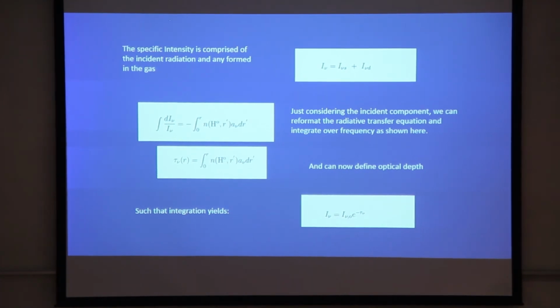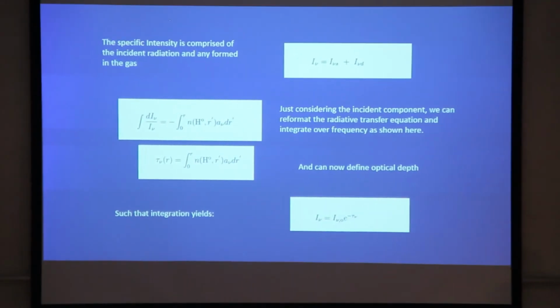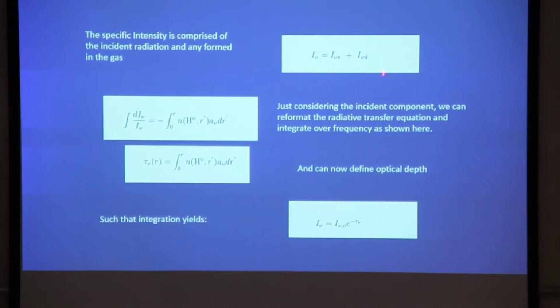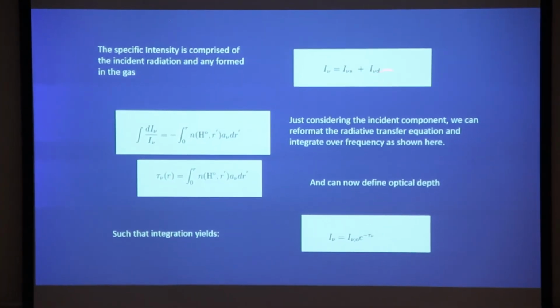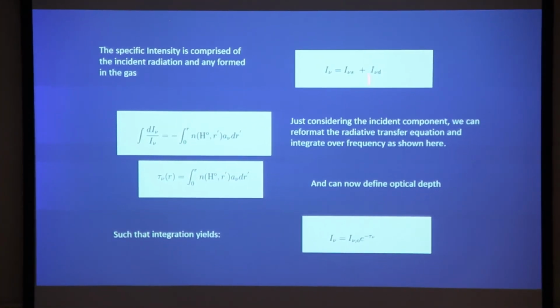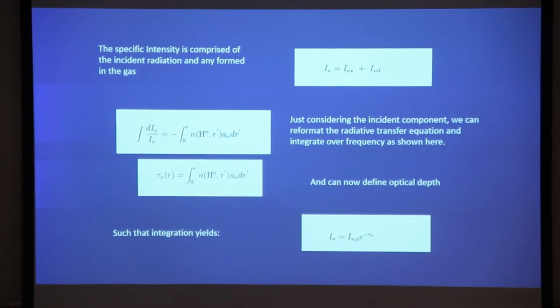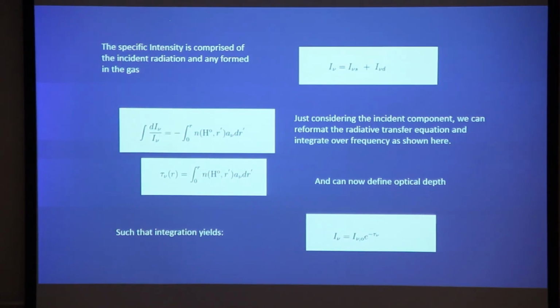For the sake of completeness, though, the specific intensity has the incident radiation here and any radiation that can form in the gas. This corresponds back to that emission coefficient in the other equation. This can become very important.